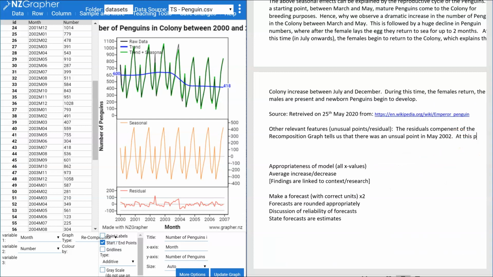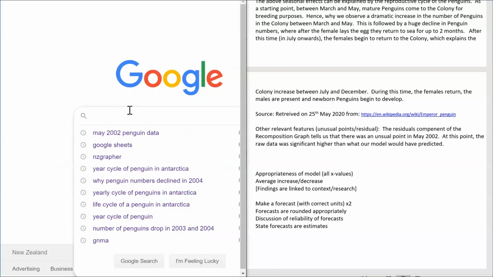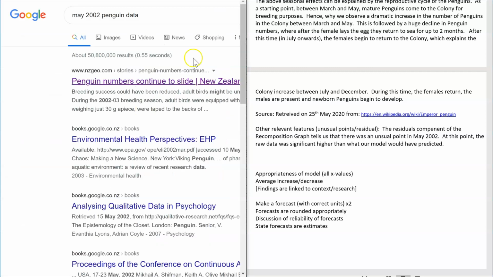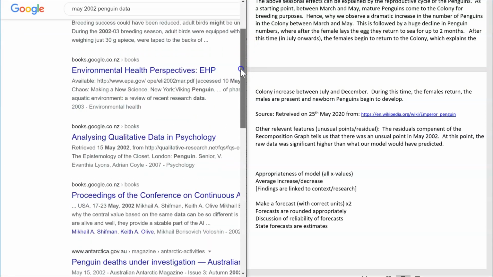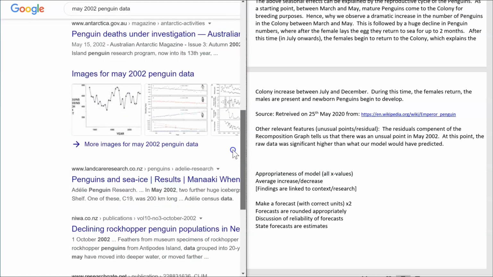At this point, the raw data was significantly higher than what our model would have predicted. And we need to have an attempt: why do we think at May 2002 there would have been a lot more penguins than our model would have suggested? We need to do some research to find that out. So I've just gone to Google, and we're going to Google May 2002 penguin data to see if anything comes up. This is very specific, so I'm not actually too hopeful of finding any reasons why.